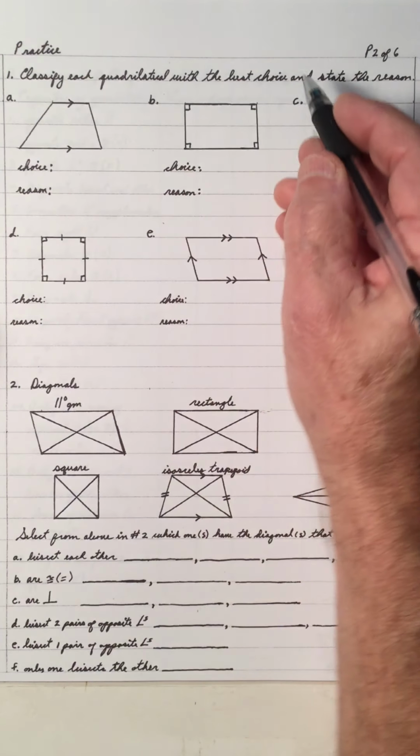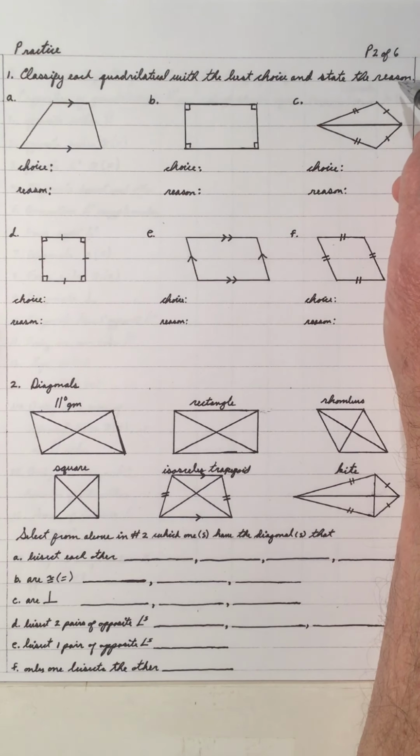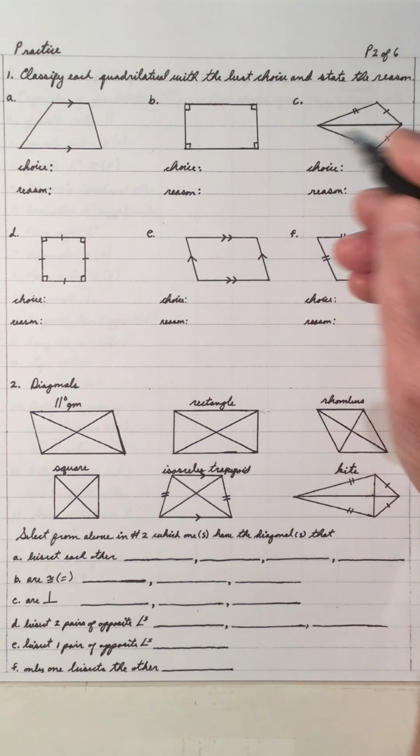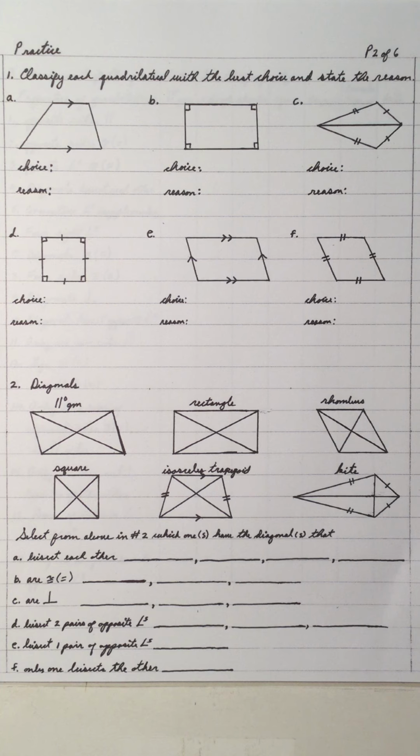Classify each quadrilateral with the best choice and state the reason. Remember, you can always pause the video, work with these answers, and see if you understand what this unit is about.